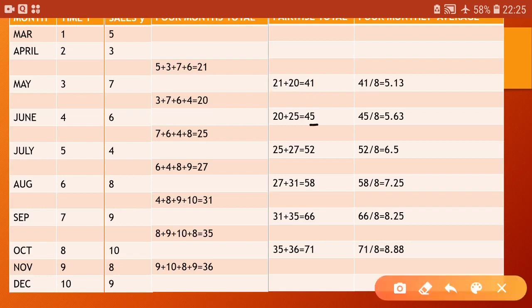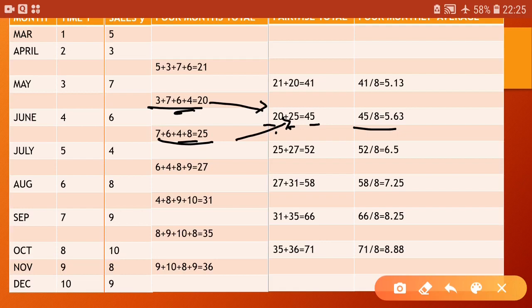For example, I am taking this total 45. Now what 45 is? 45 is total of 20 and 25. This 20 is total of 4 years. Okay, see, this 20 is total of 4 years. This 25 is total of again 4 years. So this 45 is total of 4 years plus 4 years, that is total of 8 years. So you need to divide by 8 to find the 4 years monthly average. You got my point? You need to divide it by 8.